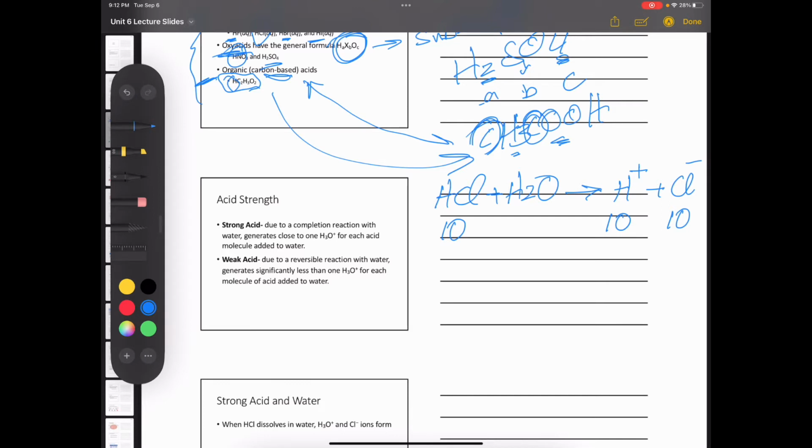So at the end of my reaction, there is zero HCl, everything is gone, and everything at that point had turned into 10 and 10, had turned into chloride and a hydrogen proton, or you can also write it as H3O. So that's why we call it a very strong acid.